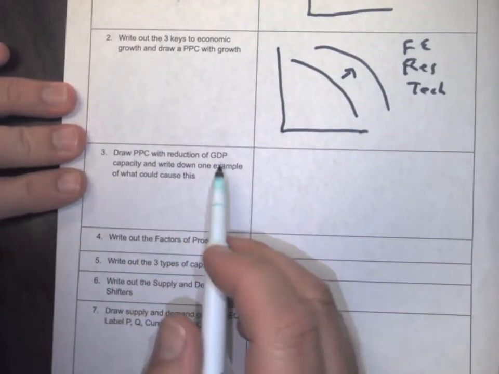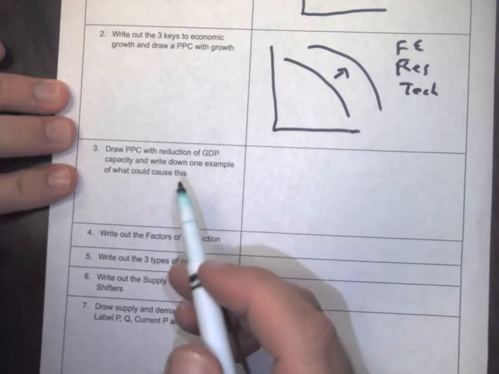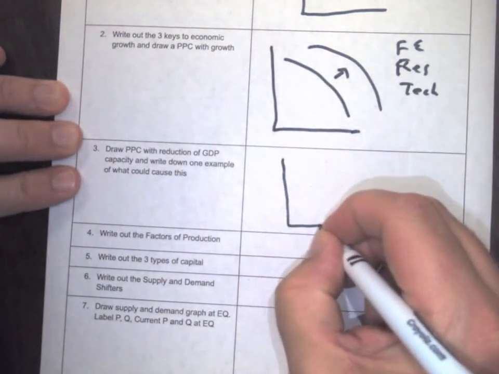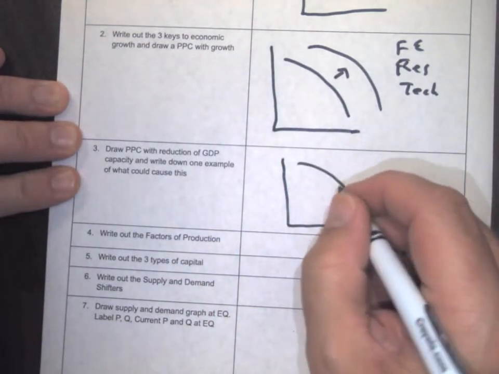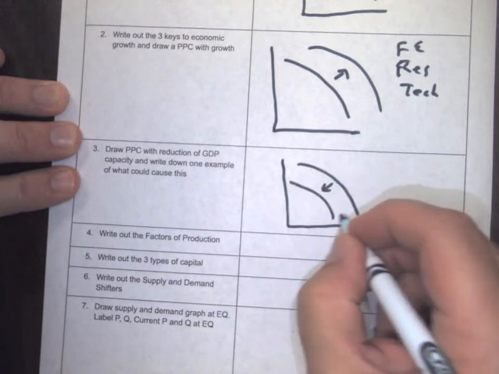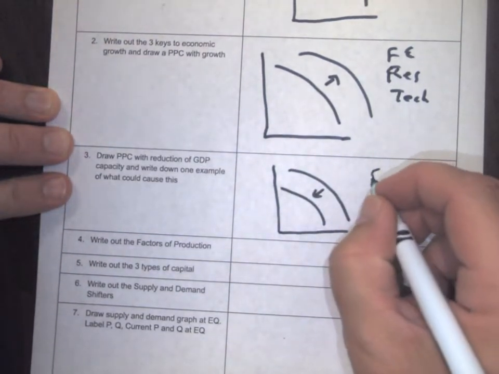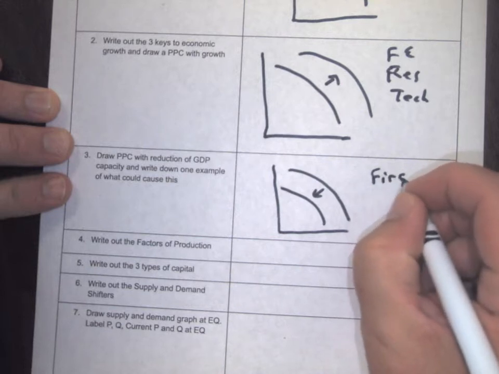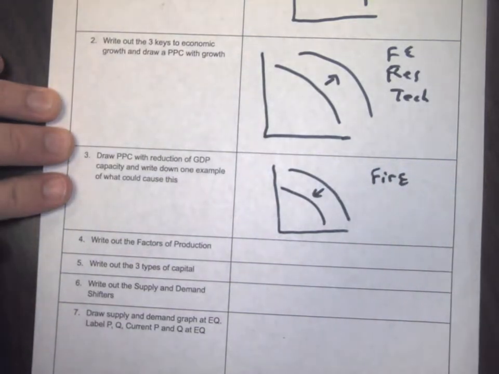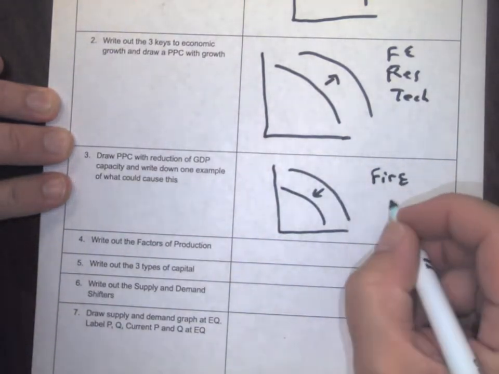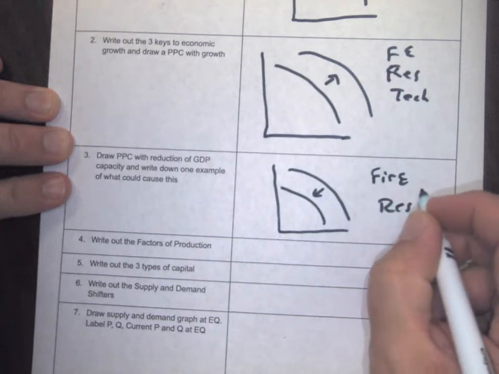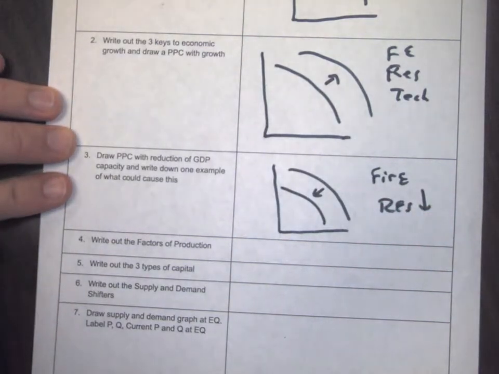Draw PPC with reduction of GDP and write one example of what could cause this. Okay, so I know if I have a reduction in economic capacity or GDP, that's going to shrink inward, and I just need to come up with one example of these. So how about a fire in California that destroys all the lumber? So that would make our resources decrease in quality and quantity.